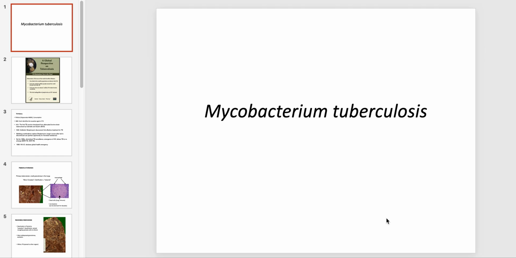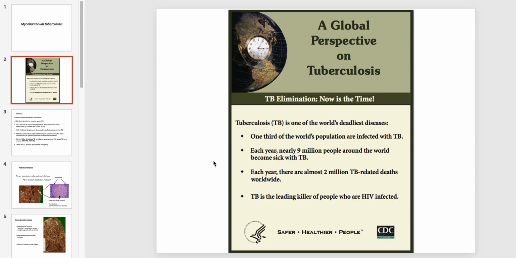on Mycobacterium tuberculosis, the causative agent of TB. So a bit of a global perspective on tuberculosis. Tuberculosis is one of the world's deadliest diseases. 1/3 of the population is infected with TB. So if you imagine there's 7 or so billion of us on this planet, you can do the math.